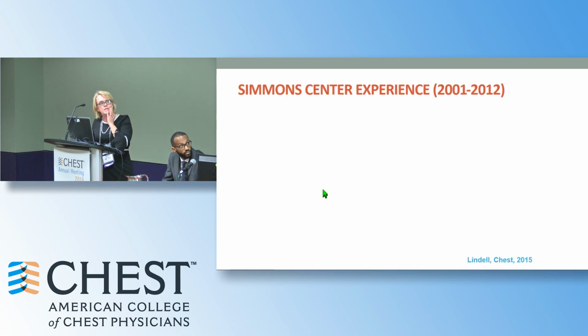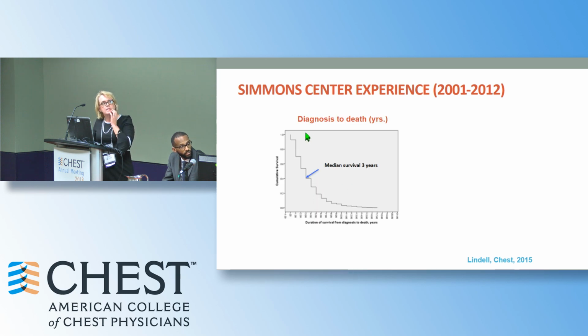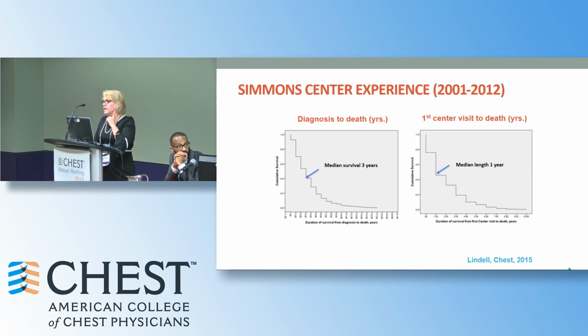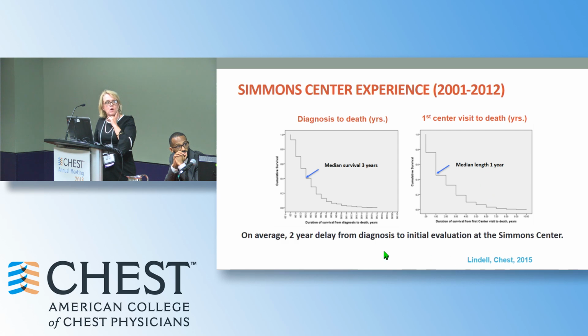What we found in this experience, from 2001 to 2012, is that from diagnosis to death, median survival was 3 years. If you take a look across the x-axis, this is the duration of survival from diagnosis to death in years, and then their cumulative survival. Then we looked at their first center visit to death in years, and the median length was only 1 year. So on average, there was a 2-year delay from diagnosis to initial evaluation at the Simmons Center.